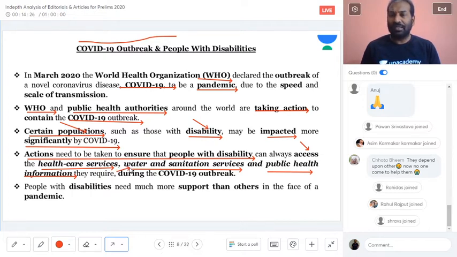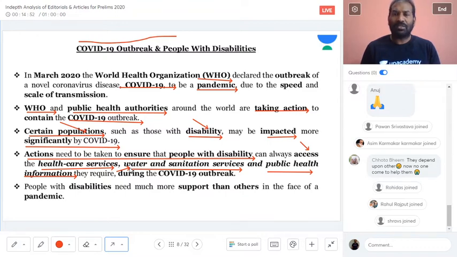because the government's measures are in regards to washing hands frequently. So how best we can provide water and sanitation services and also healthcare services, accompanied with public health information, is very important to people with disabilities. So that is the need of the hour for the government, for the public, and for each and every responsible citizen.